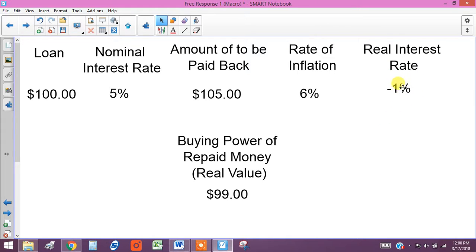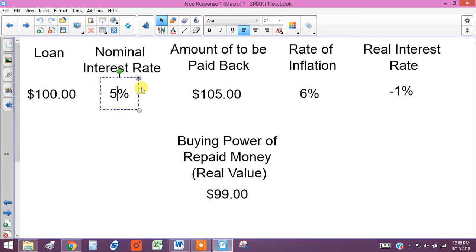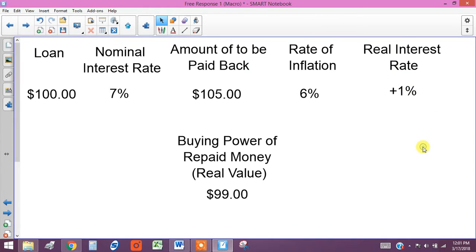That's not good. So in order for them to get some type of a real interest rate, they're going to want to raise the nominal interest rate. So if these loans continue to go out and the rate of inflation continues to be 6%, well, the nominal rate is going to have to be something above that, right? Let's just say 7. So if the nominal rate jumps up to a 7, that's going to give a real interest rate of now a positive, right? A positive 1. And this is what lenders want. They want some kind of return on the money that they lend.